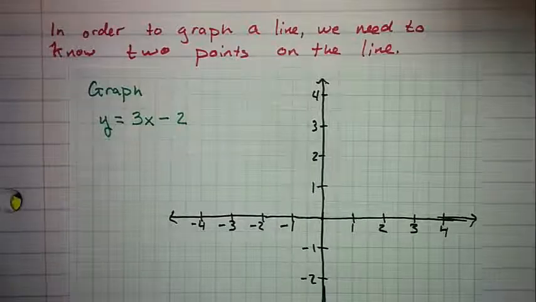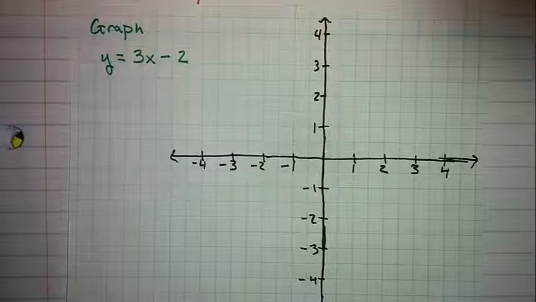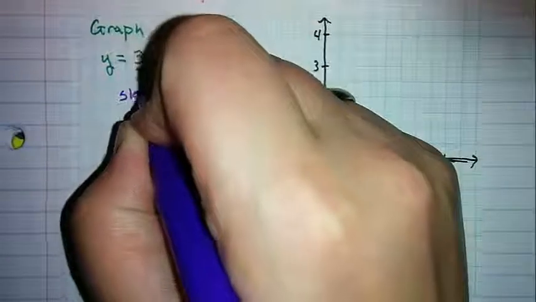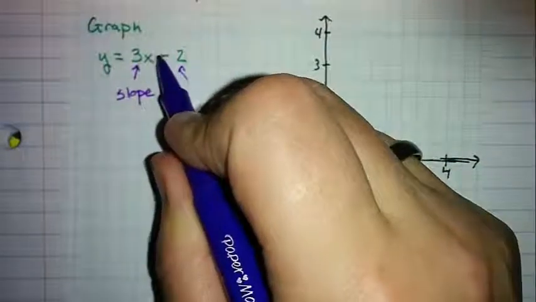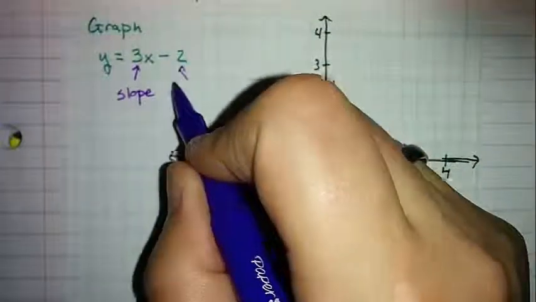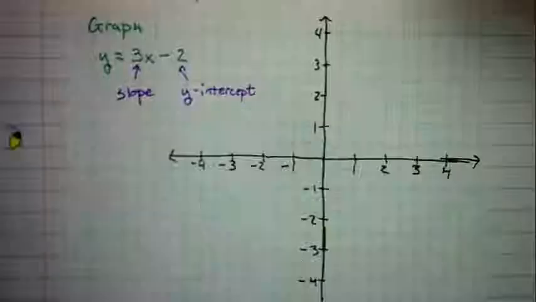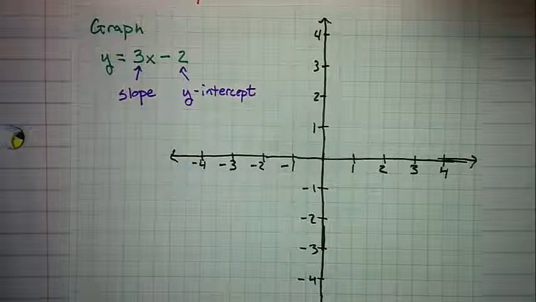We'd like to graph the equation y equals 3x minus 2. So again, this is in the slope-intercept form. 3 is the slope. And negative 2, right, because minus 2 is the same as plus negative 2, is the y-intercept. Y-intercept, that means the point on the y-axis.